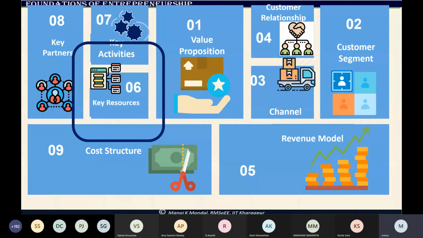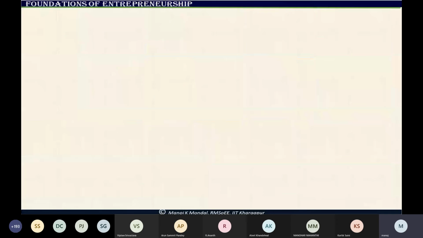Then key partners, I have already mentioned. Cost structure. So this whole thing, actually numbers 7, 8 and 6, they ultimately lead to cost, because for key activities you need raw material, you need utilities, you need labor, etc. So that leads to a huge amount of cost. So you must have a fair idea about cost structure when you think of new business model innovation, so that you can decide whether to move ahead or not with this idea. Otherwise, you will move ahead and then realize that this is not going to give you any profit.